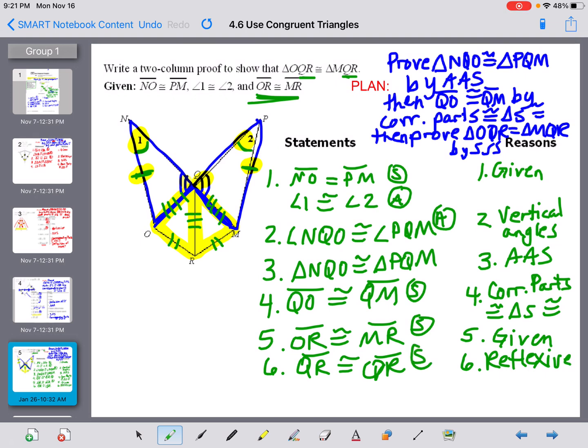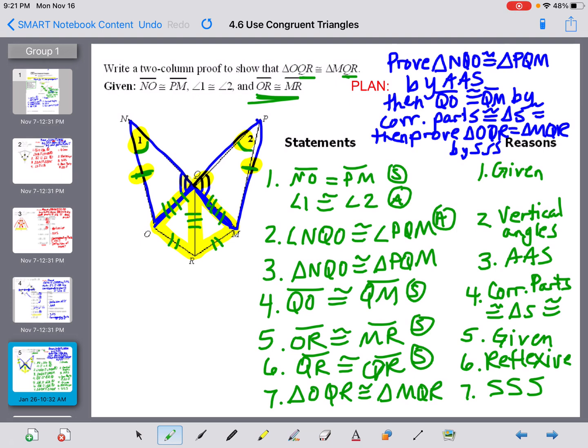And that's a set of sides. So on my bottom triangle now, I have 3 sets of sides proven congruent. So I am ready for my triangles. And it looks like it's the final ones, OQR, congruent to triangle MQR. And the reason is side, side, side.